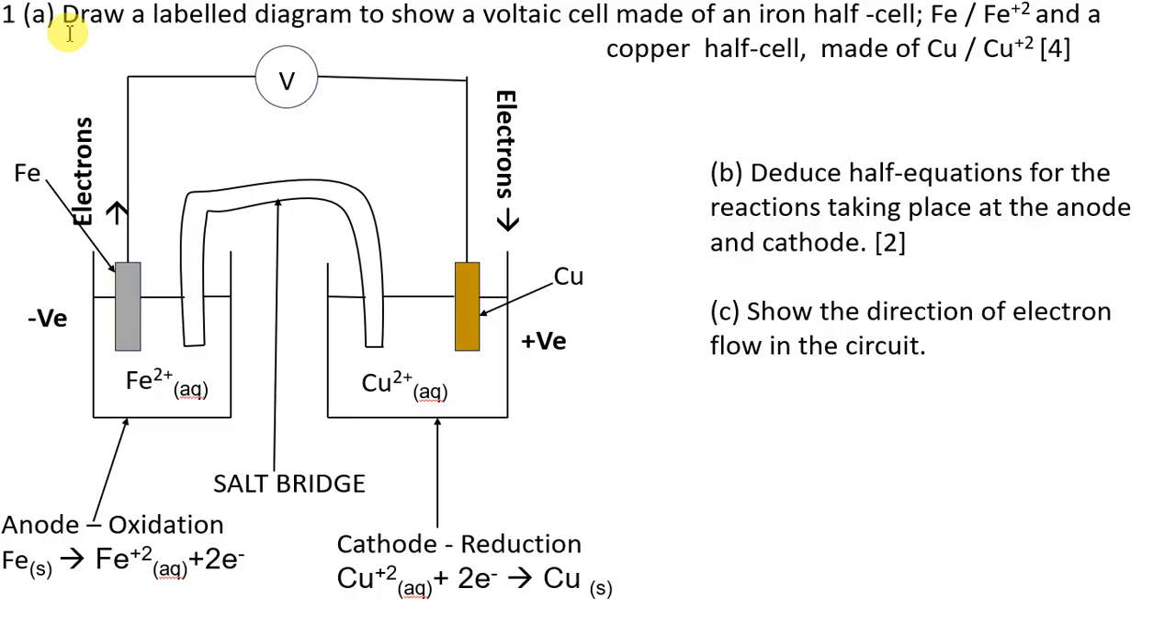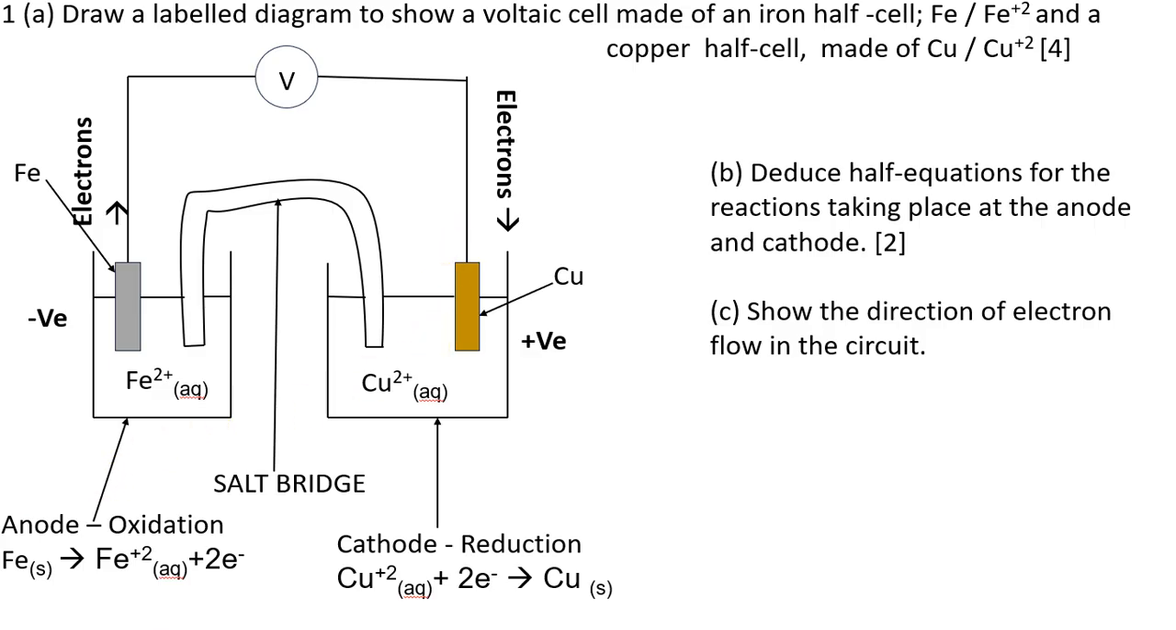Two quick questions to finish off. Draw a labeled diagram to show a voltaic cell made of an iron half cell and a copper half cell. So 4 points. I need to draw my two half cells with the metals in contact with solutions containing their ions. Charge on the Fe ion given in the question. That's 2 points. I need my salt bridge in place for a third point. I need my flow of electrons through the external circuit.